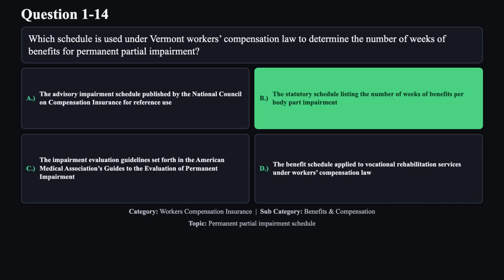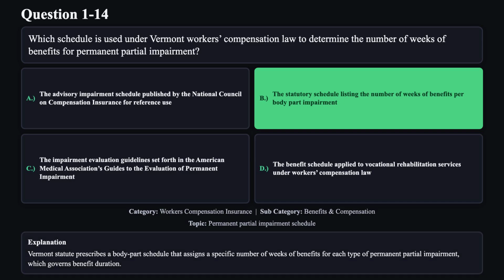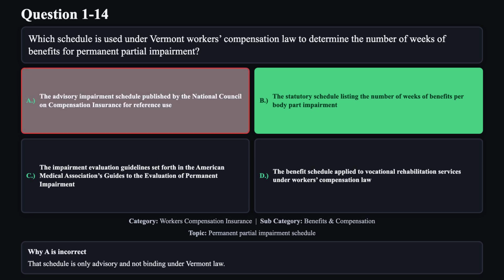The correct answer is B. Vermont statute prescribes a body part schedule that assigns a specific number of weeks of benefits for each type of permanent partial impairment, which governs benefit duration. Reason A is not correct. That schedule is only advisory and not binding under Vermont law.